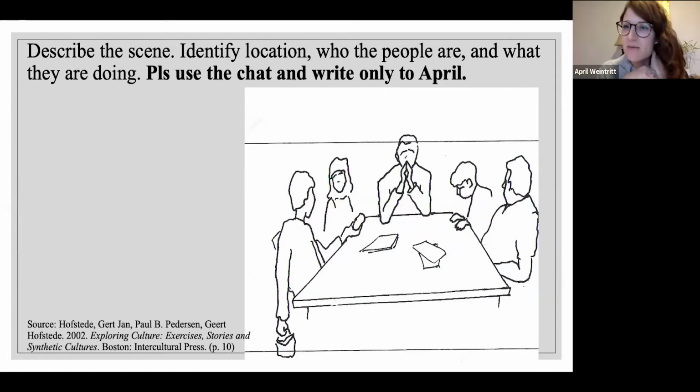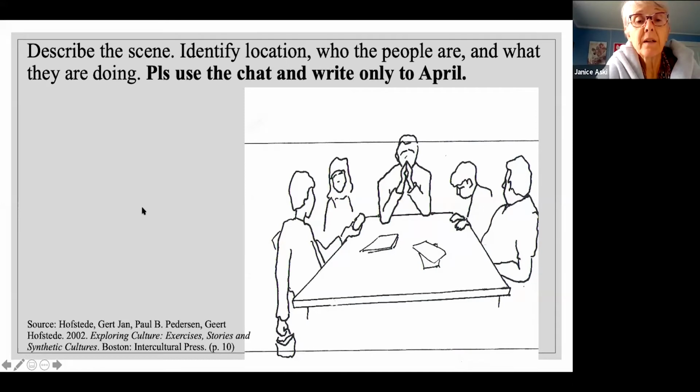Sometimes we use different images for this type of activity, and we'll get into that maybe a little bit later, but you'll see that we have a reference down here at the bottom, Exploring Culture: Exercises, Stories, and Synthetic Cultures, that you can reference if you are interested in this photo or in other ones. They have other ones, right? There are many in there that can help you facilitate activities of this type.